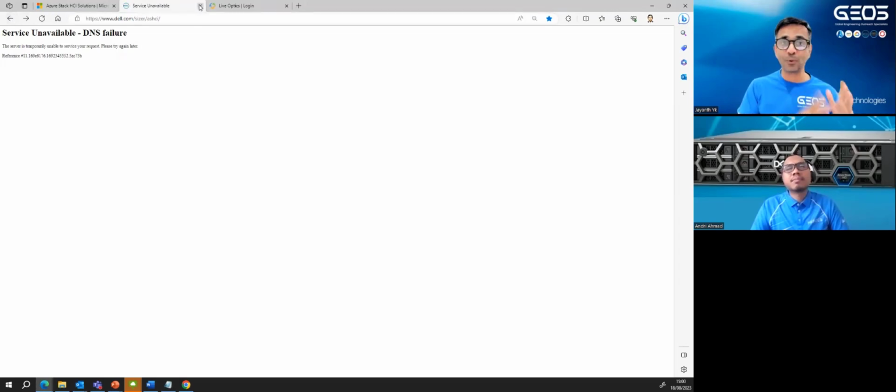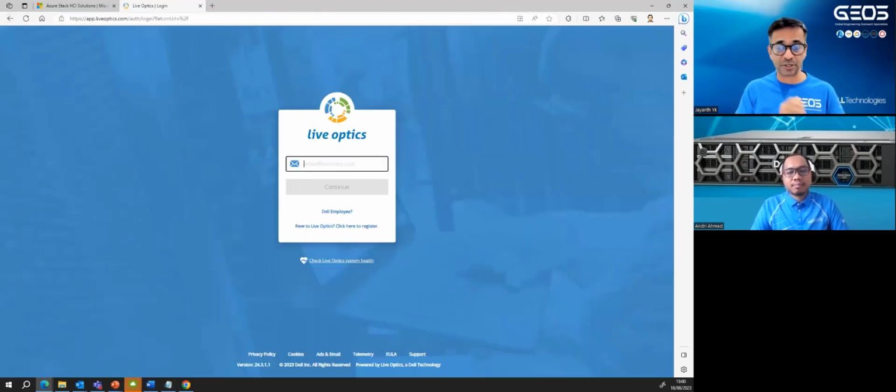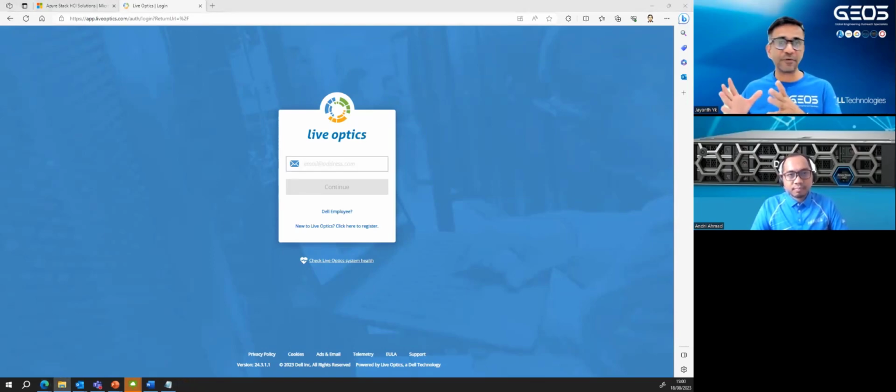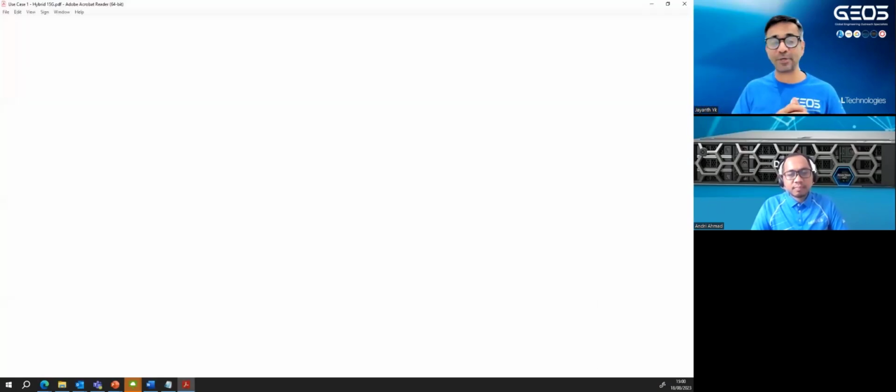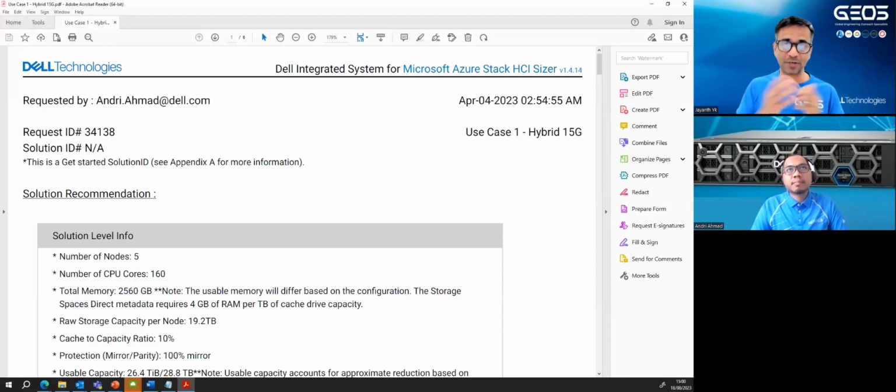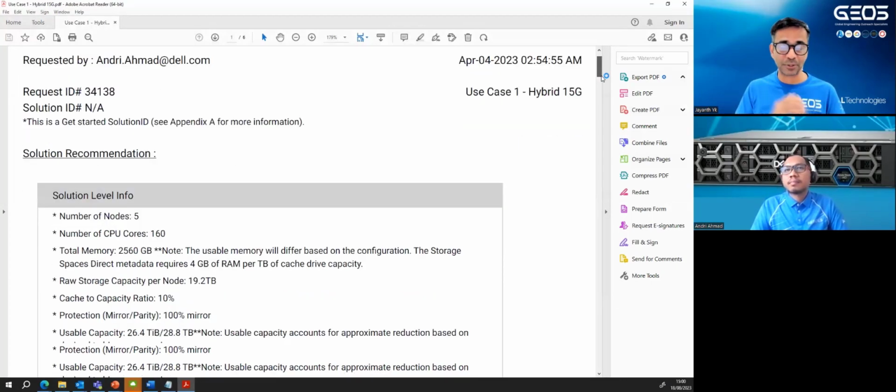So you can use tools like LiveOptics, which Andri demoed, which collects all of that information from a customer's environment, and use some of those metrics and then feed that into the Microsoft Sizer. The Microsoft Sizer would output what should be your right hardware, including the hardware specification, for example, Dell Technologies AX650 and so on that you saw during the demo.